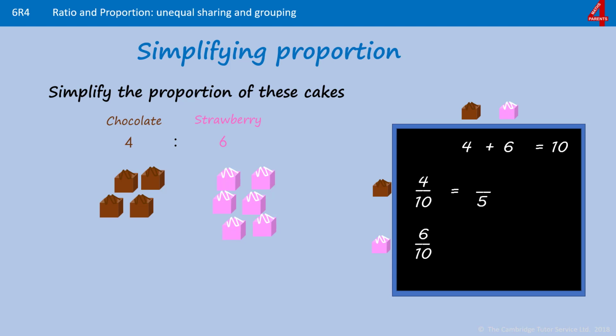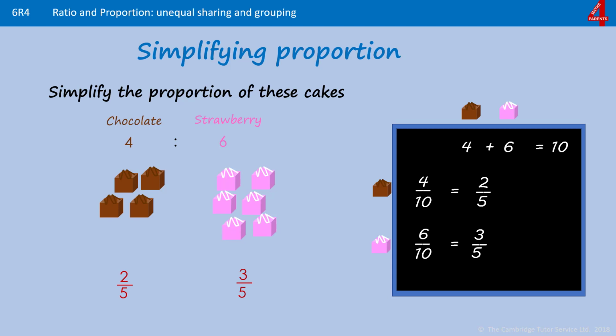We can divide 10 by 2. 10 divided by 2 is 5. 4 divided by 2 is 2. And again with this one, 10 divided by 2 is 5. 6 divided by 2 is 3. The proportion of chocolate cakes is 2 out of every 5. And the proportion of strawberry is 3 out of every 5.